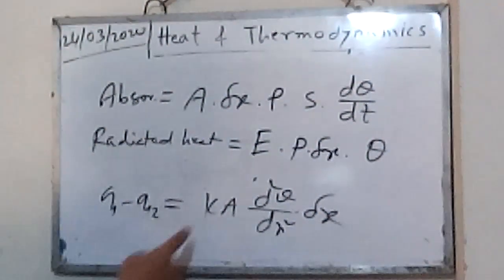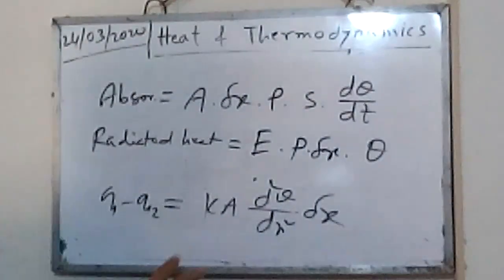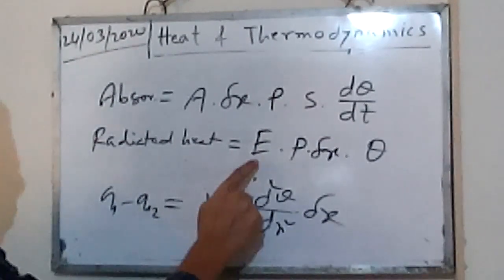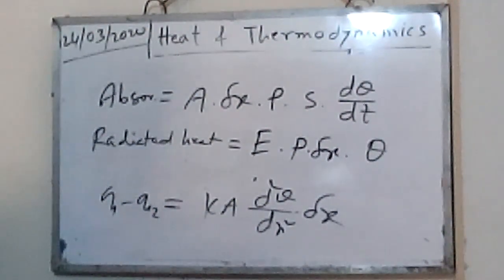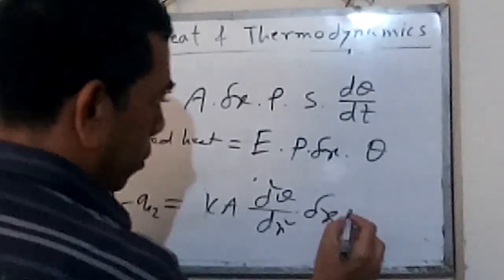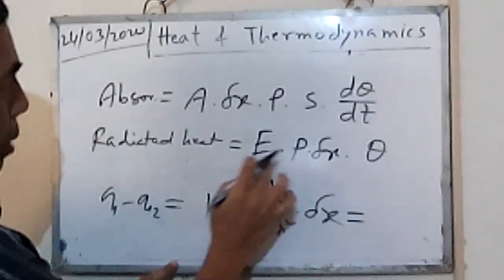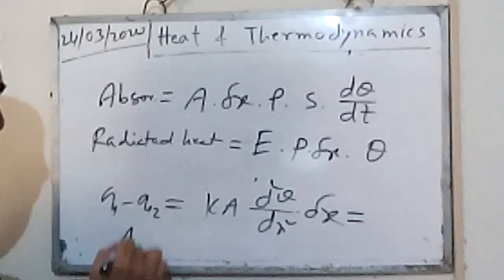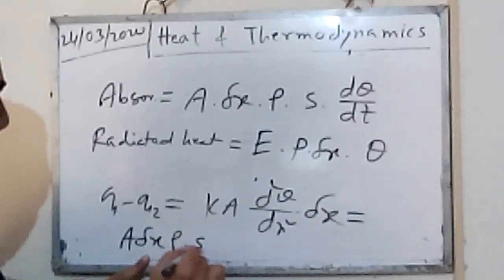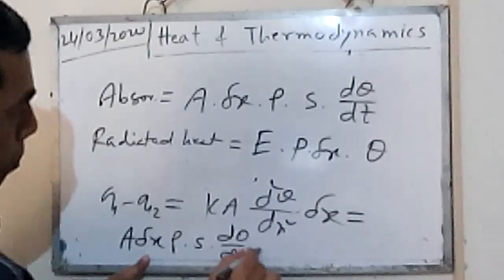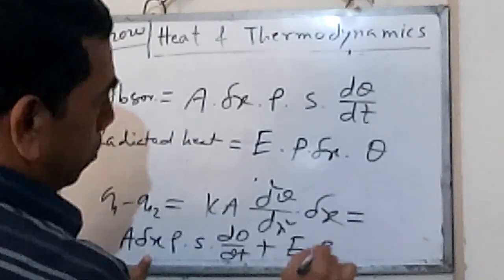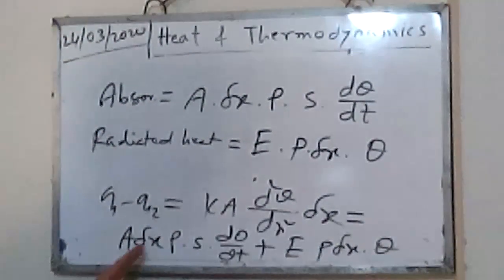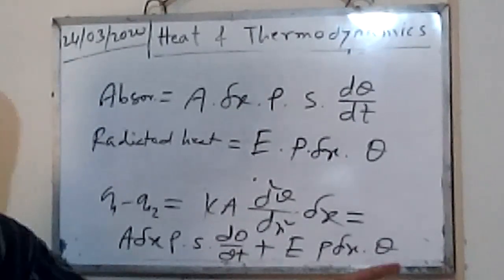So this gain of heat energy actually has two parts: one is absorbed heat energy and the other is radiated heat energy. So the gain of heat energy equals A del x rho s d theta by dt plus E P del x theta. The gain of heat energy equals absorbed heat energy plus radiated heat energy.